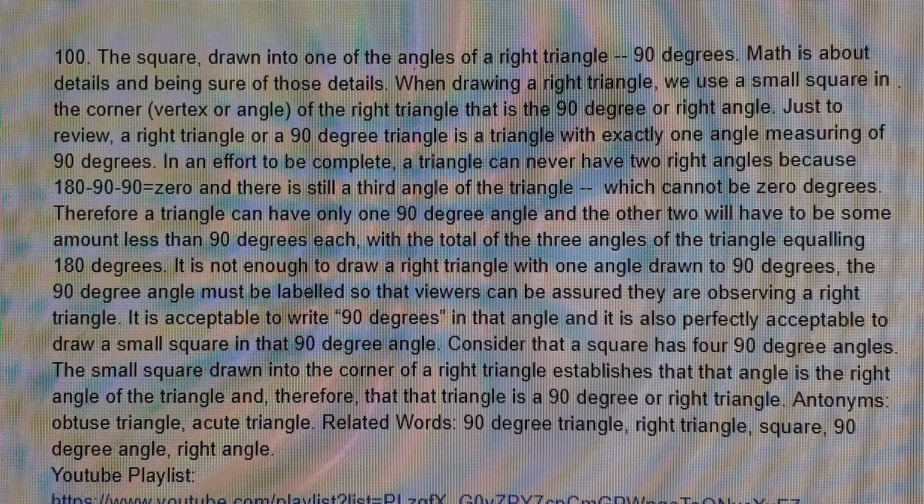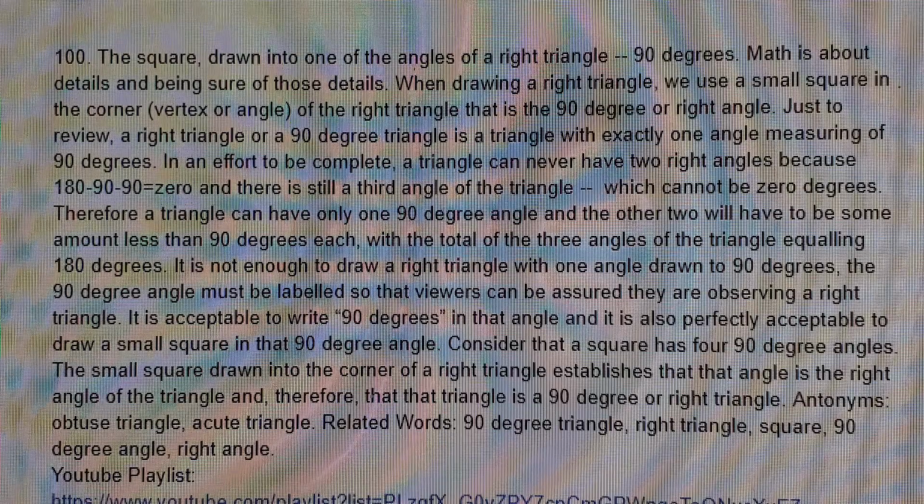Consider that a square has four 90-degree angles. The small square drawn into the corner of a right triangle establishes that that angle is the right angle of the triangle, and therefore that that triangle is a 90-degree or right triangle.